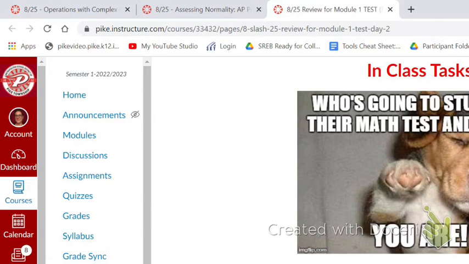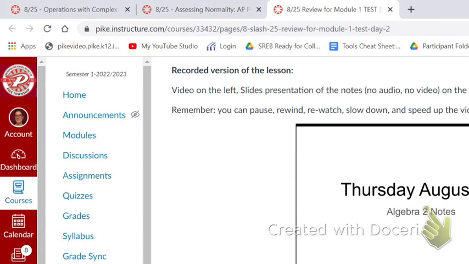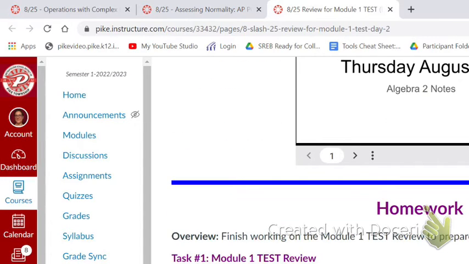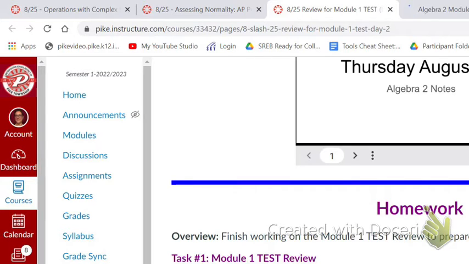So I went to modules and I clicked on today for modules. And this is the picture that should pop up down at the very bottom. So scroll down until you can't scroll down anymore. Here's a digital copy of the test review. Here's my solutions. All the answers, all my work. If you click on it, it's going to open up for us.